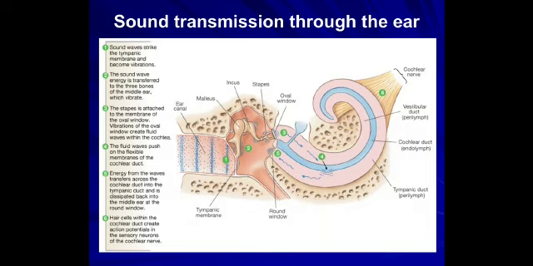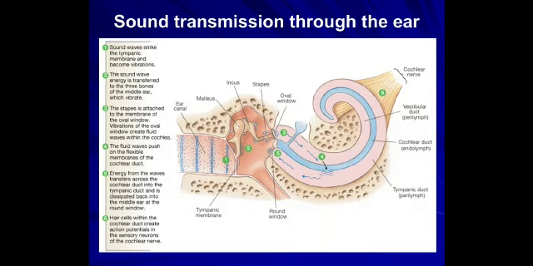So you can see the sound waves strike the tympanic membrane, and they result in vibration. The sound wave energy is transmitted to the three bones of the middle ear, that is the ossicular chain: the malleus, incus, and stapes. The stapes is attached to the membrane of the oval window. The vibration of the oval window creates fluid waves within the cochlea. The fluid waves push on the flexible membrane of the cochlear duct. The energy from the waves transfers across the cochlear duct into the tympanic duct. It is dissipated back to the middle ear at the secondary tympanic membrane, also called the round window.